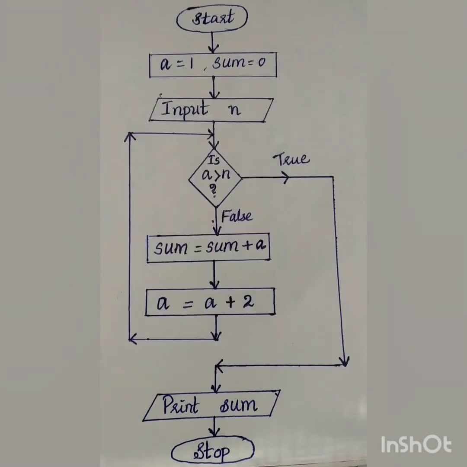So this is the algorithm and flowchart for the sum of odd numbers from 1 to n.